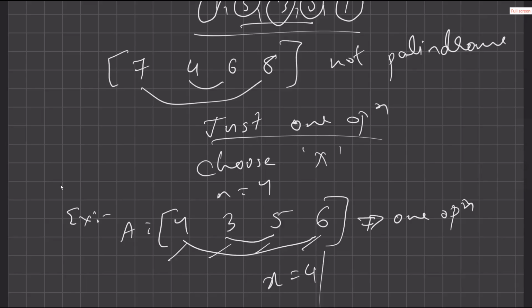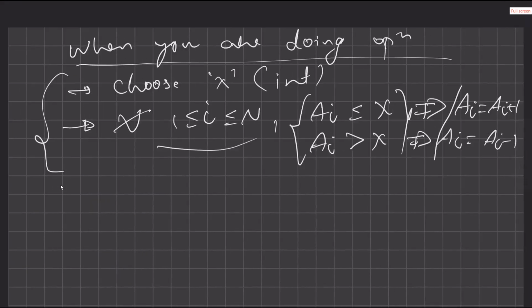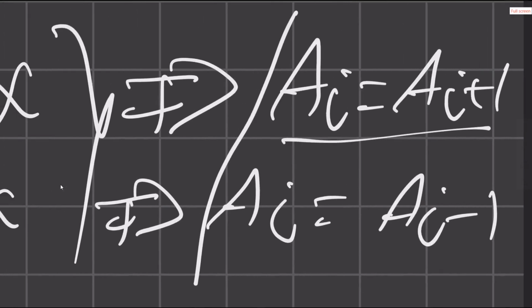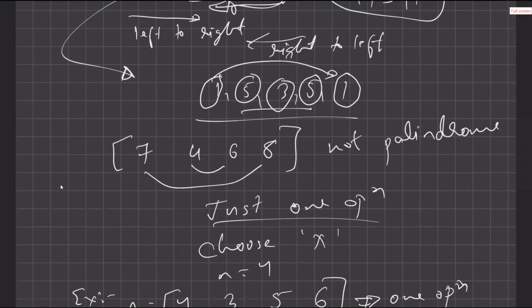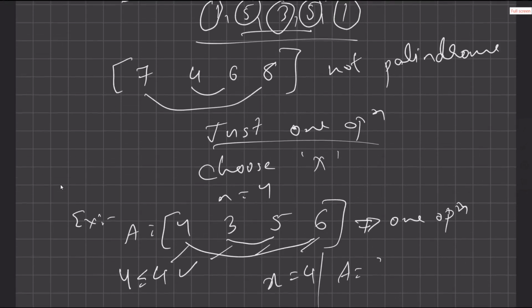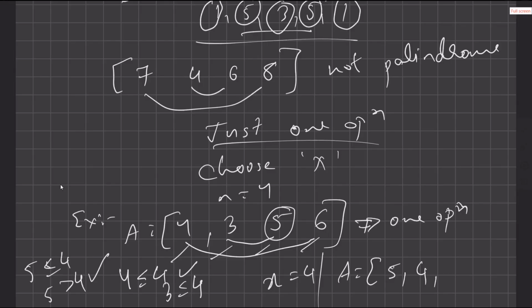So first element is 4. So check if 4 is lesser than or equal to 4, which is true, right? Because it is not less but is equal. So what you need to do, you have to increase a of I by 1. So let's increase it. So the new array is going to be, we are increasing, right? And the next element is 3. Is 3 less than or equal to 4? True, so we have to increase. This will be 4. Now next element is 5. So is 5 lesser than or equal to 4? It is false. So 5 is greater than 4. Then you need to decrease the element.